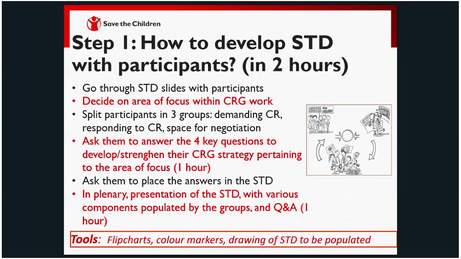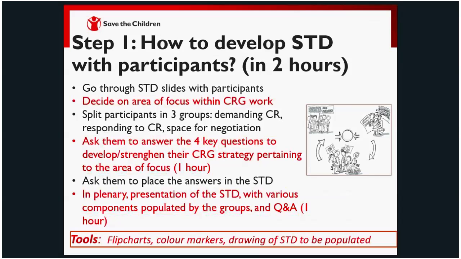One thing as well, since this is also an orientation for trainers, our experience from piloting this approach in Zambia and also working on training of different people on SPEL, I think it's important that you give some time to that. When you go through the strategic thinking diagram slides with the participants, you could decide on an area of focus within your child rights governance work or within your child protection work. Just focus on a specific area.